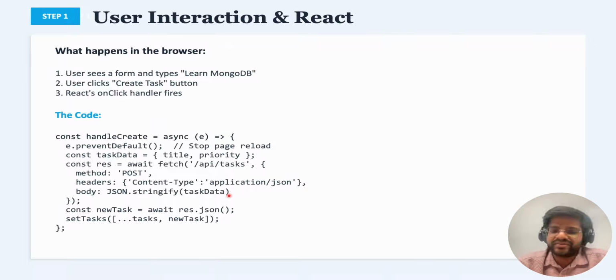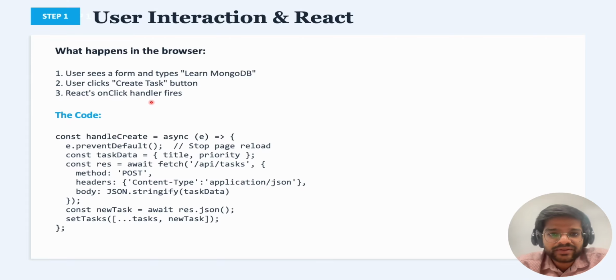So it all starts with the browser, as said earlier. The user is looking at the React app. I'm just forming a situation over here to see a form. Let's just say it's a task manager. And they type something, like they have to learn MongoDB. So they type learn MongoDB over here, as you can see, and then they create a task.